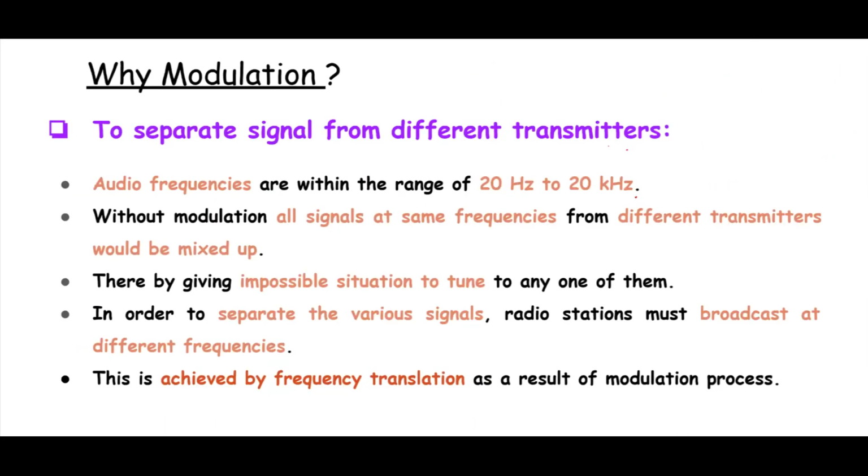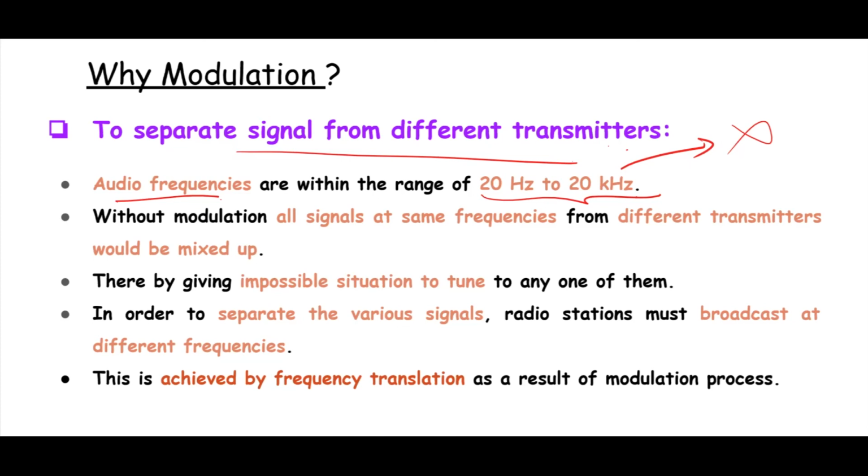Next, we can separate signals from different transmitters, right? We know the audio frequencies are in the range 20 hertz to 20 kilohertz. This is the baseband range. If we transmit these signals all the time, all the signals will get mixed up and nothing can be recovered.